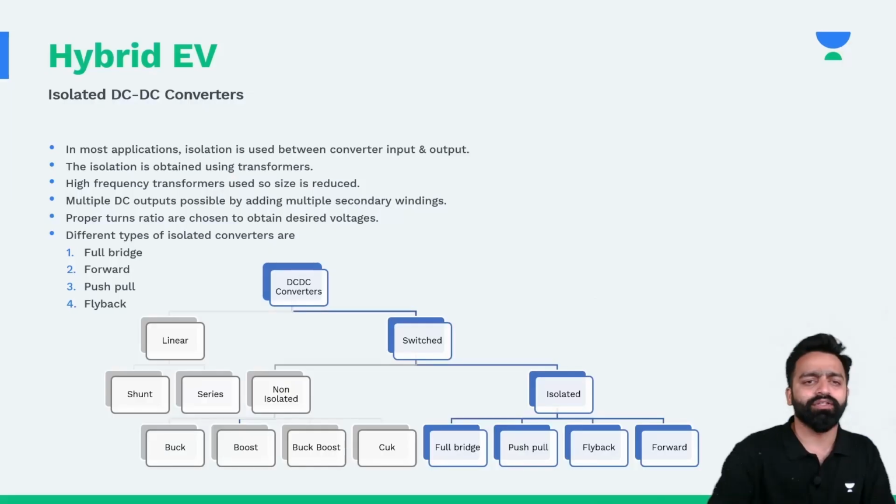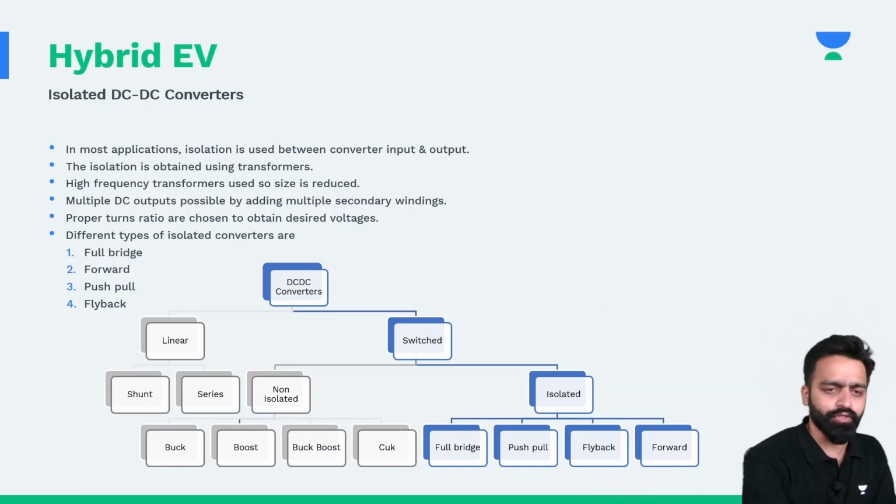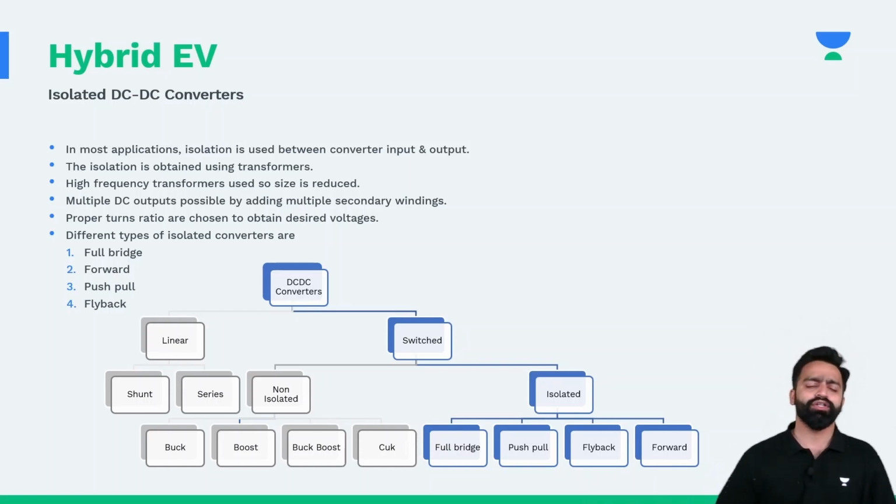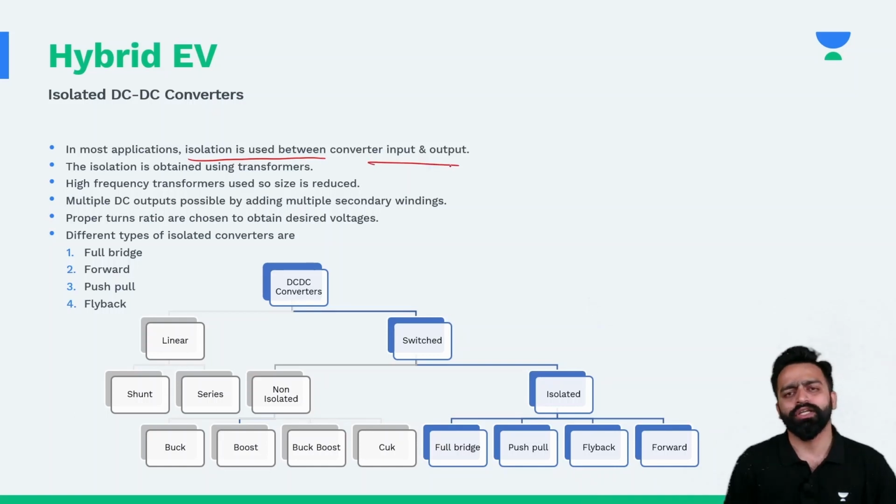Now let's understand further the isolated DC to DC converter. Now what is meaning of isolated? In case of isolated DC to DC converter, you are specifically using a transformer that will help you to isolate two electrical circuits operating at different voltage levels. So in most of the application, isolation is used between the converter input and output, and this isolation is obtained using transformers. That I told you. So high frequency transformers are used so that size is reduced. There is always a relation between the frequency and the size of equipment.